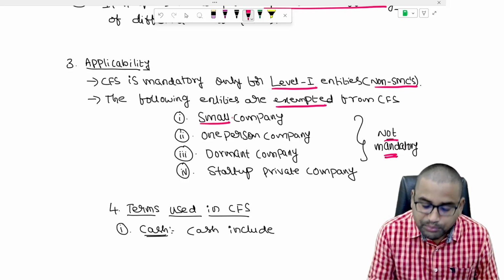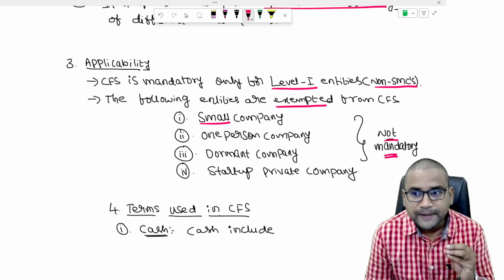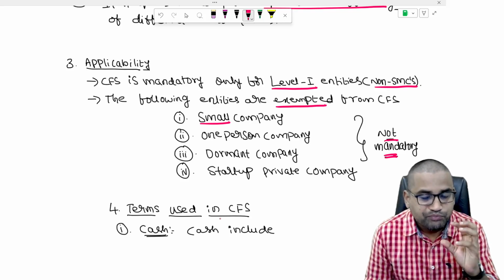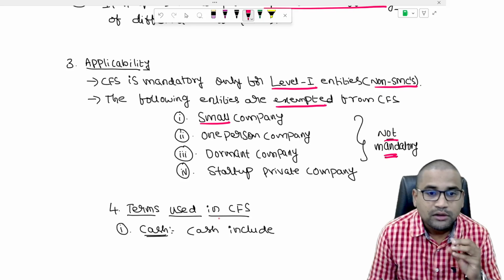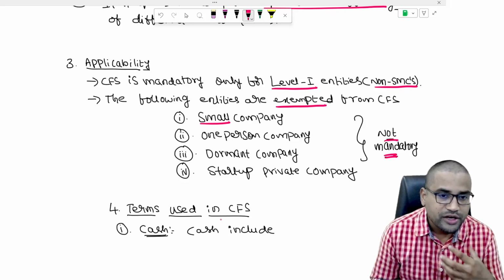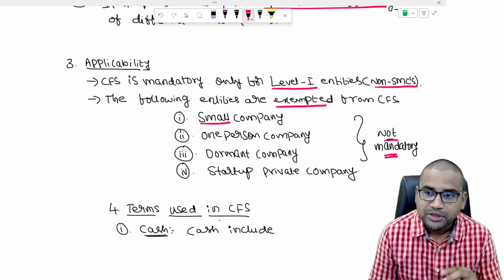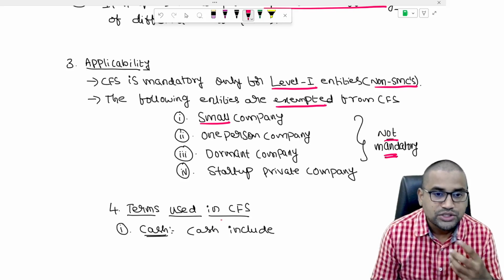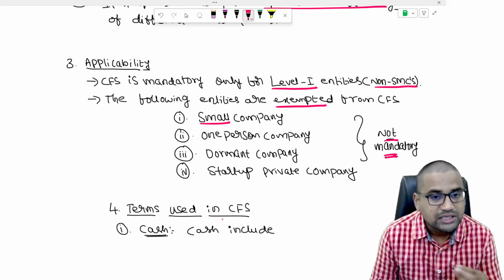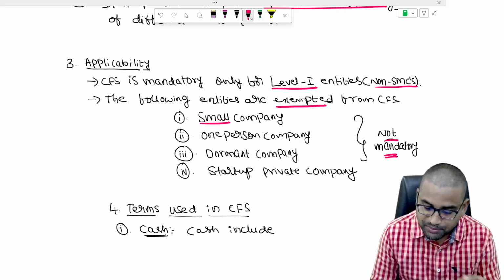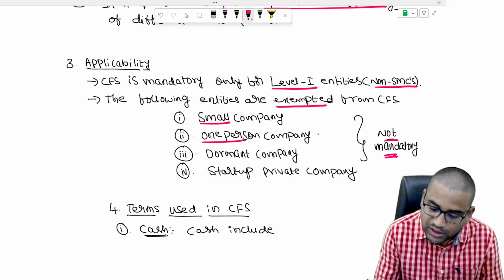First, small companies. Turnover-wise, very small companies are not required to mandatorily prepare a cash flow statement, because there is nothing much to analyze about their cash and cash equivalents. So they have been given an exception. And of course, OPC, one person company.